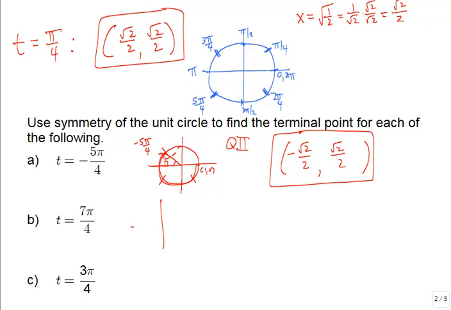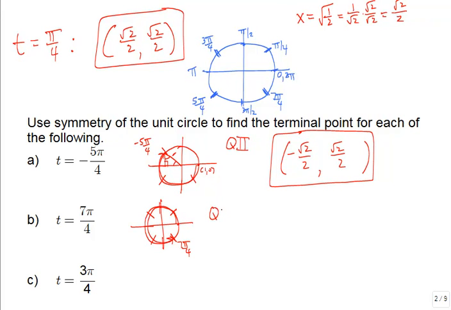Let's try another example. So this time we want to go to 7 pi over 4, and that's positive. So here would be 1 pi over 4, 2 pi over 4, 3, 4, 5, 6, 7. So 7 pi over 4 would land me right here.